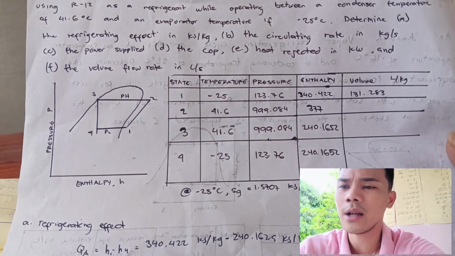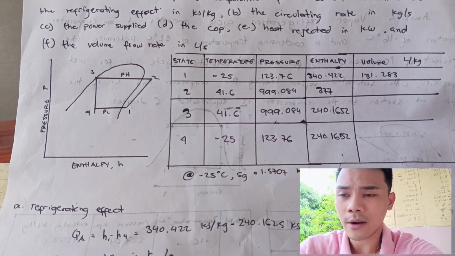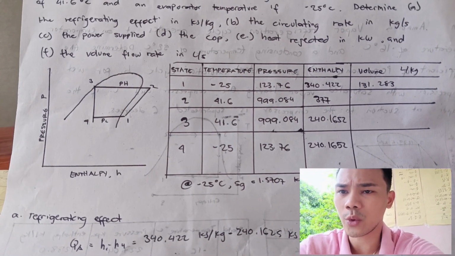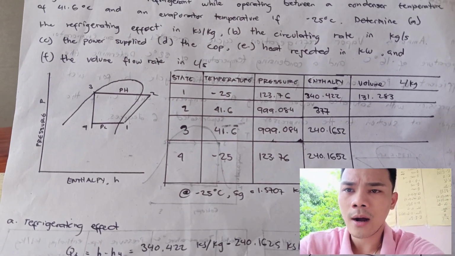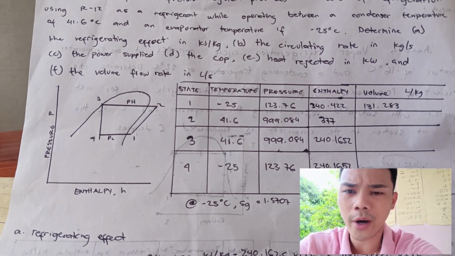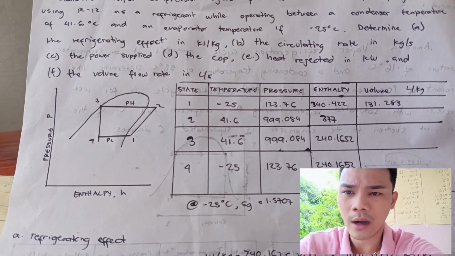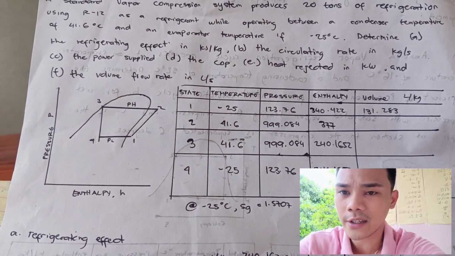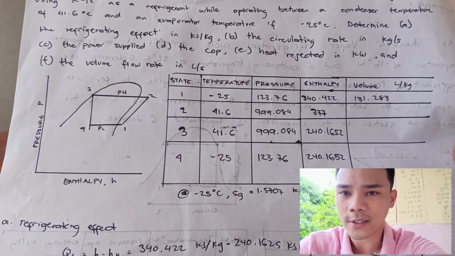So as we did in number 1, we graph it on our pressure enthalpy diagram. As we see, state 1 and state 2 are in the superheated vapor region. For R12, our refrigerant, we get the pressure and the enthalpies from the table, and that gives us our readings. So in state 1 we have negative 25 degrees Celsius and our pressure is 123.76 kilopascal.